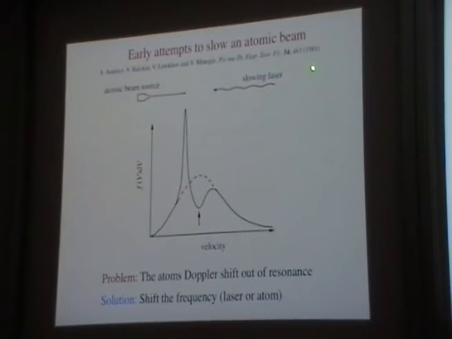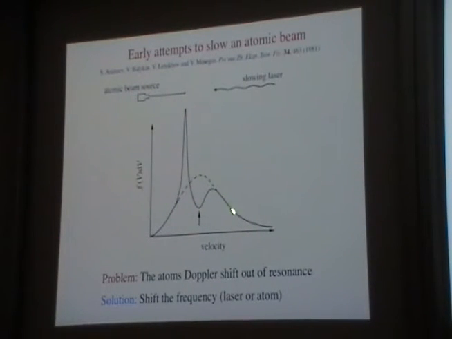So let's take a look again at the history of people using lasers to slow atoms. One of the earliest attempts to slow an atomic beam was in the former Soviet Union, in a group led by Lebedev, who's one of the pioneers in the field. This was done in the early 80s, and basically what they did is they took an atomic beam of sodium coming out, and they shined a laser, a counter-propagating laser beam. And what they saw is they actually changed the velocity distribution of the atom.